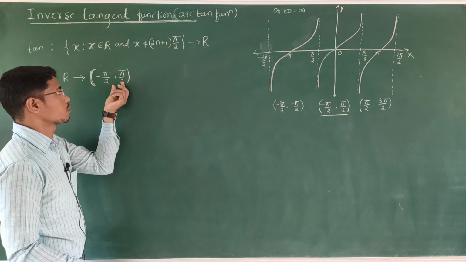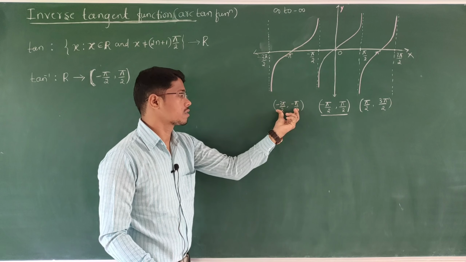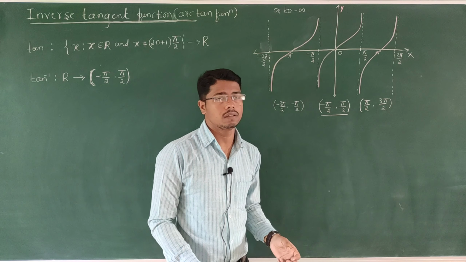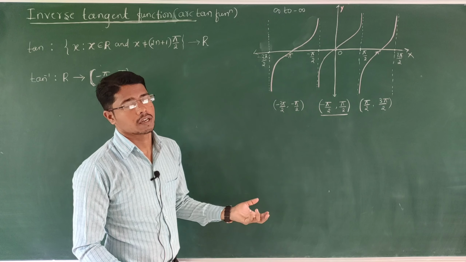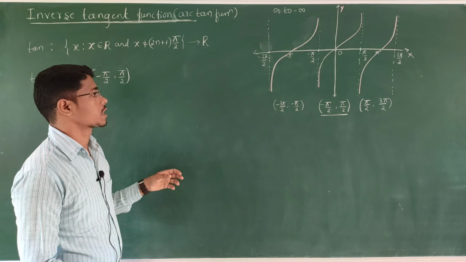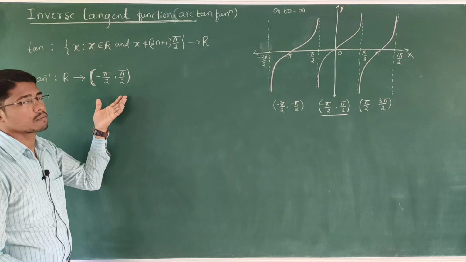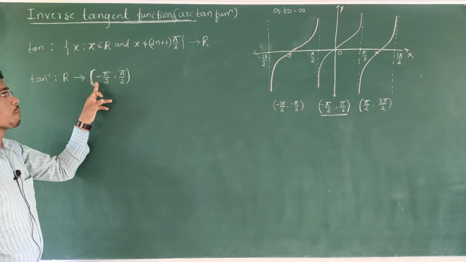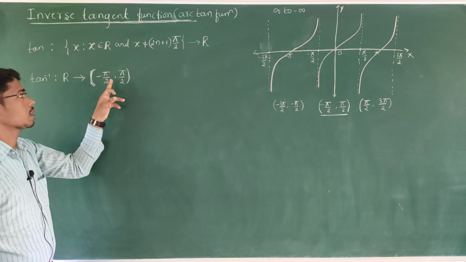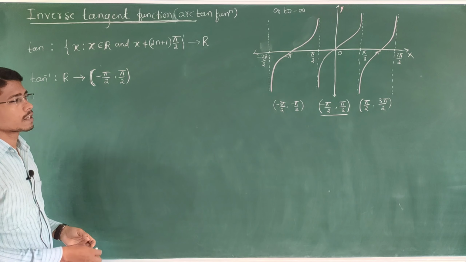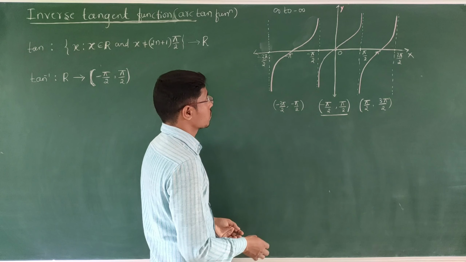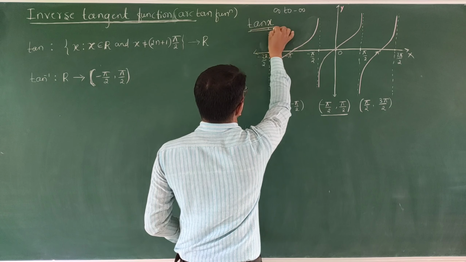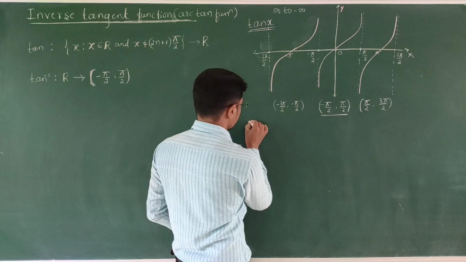Instead of −π/2 to π/2, we can write either of the other two intervals. In all these three regions tan becomes bijective, that is, invertible. That's why I wrote only the principal value branch here. So tan inverse is from R to the open interval (−π/2, π/2). Let us see the graph of tan inverse. This is the graph of tan x, so I will draw it here.